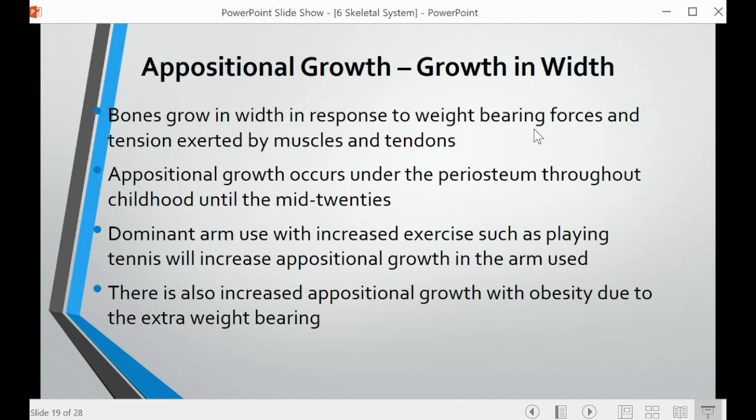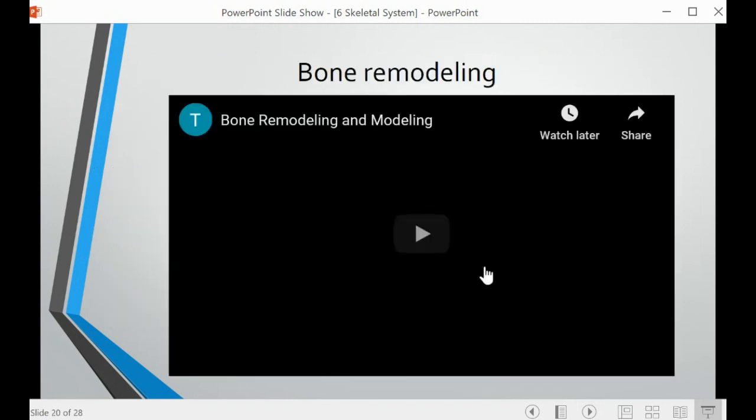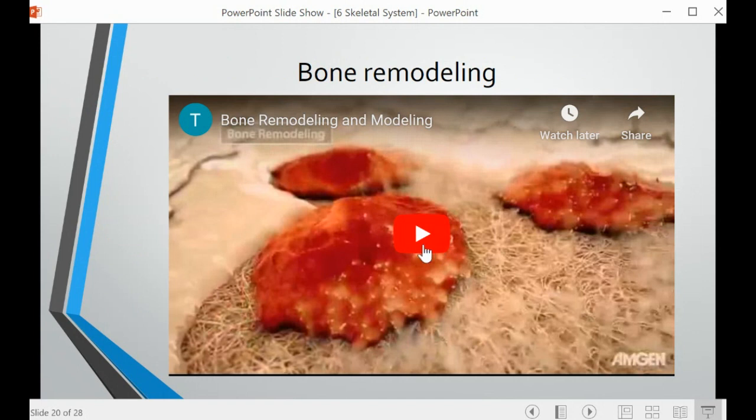It occurs in the periosteum, and it does it throughout childhood until about the mid-20s. Dominant arm use: if you exercise, like playing tennis, then we're going to get appositional growth in the arm that gets used. And there's also increased appositional growth with obesity because of the extra weight bearing of that extra weight. We're going to watch a quick video about bone remodeling.